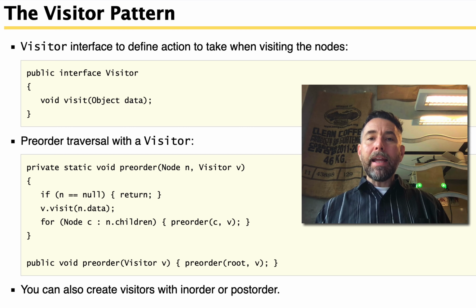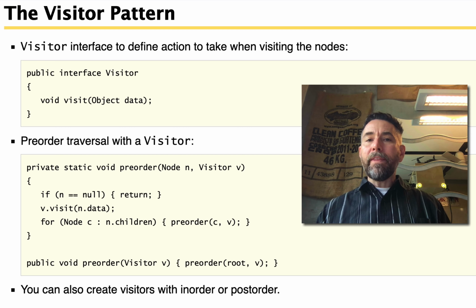When it's done applying the visitor method to the data, it recursively calls each one of the children, passing down the visitor class and starting at each one of the child subtree root nodes. We launch it all with a pre-order call that you see down at the bottom.